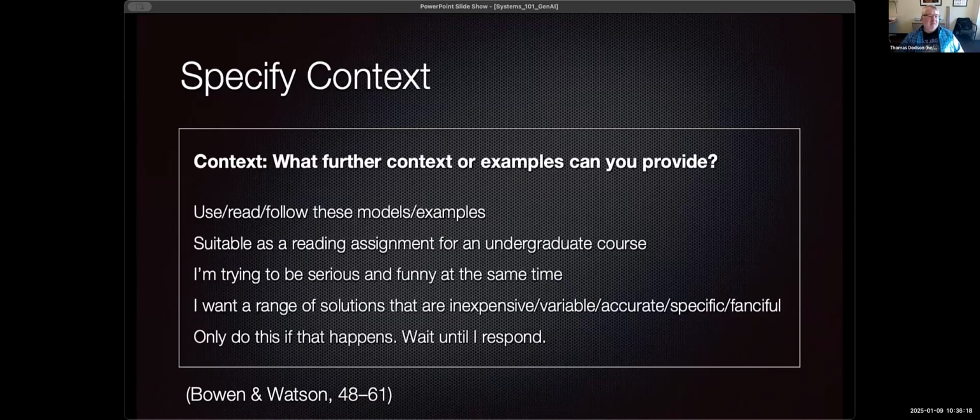And finally, specify context. What further context or examples can you provide? You can say, read and follow these examples. Make this suitable as a reading assignment for an undergraduate course. Indicate I'm trying to be serious and funny at the same time. I want a range of solutions that are inexpensive or accurate or fanciful. Only do this if that happens. Wait until I respond.